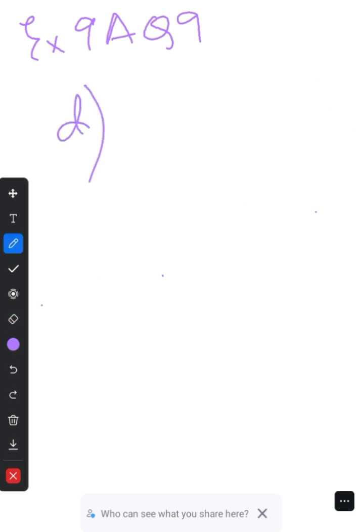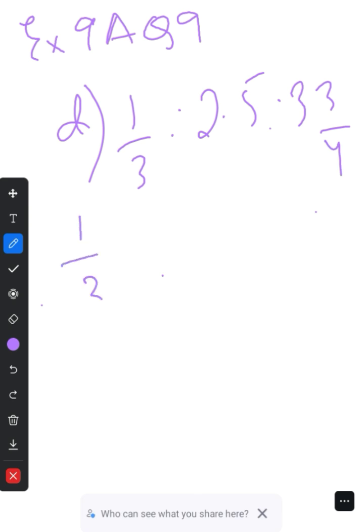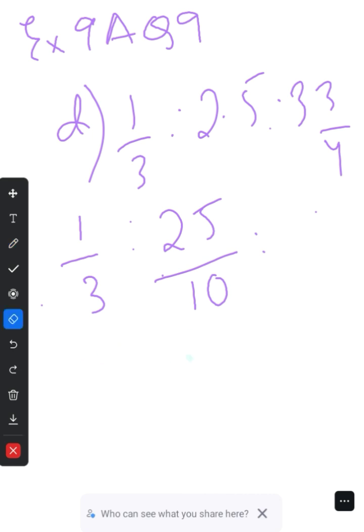Okay, so the D part says 1 upon 3 ratio 2.5 ratio 3 whole 3 upon 4. What we are going to do is convert these all into fraction form, because I know that 1 upon 3 is 0.333, a recurring number. So in this case, decimal is not appropriate. That's why we will use a fraction form only.